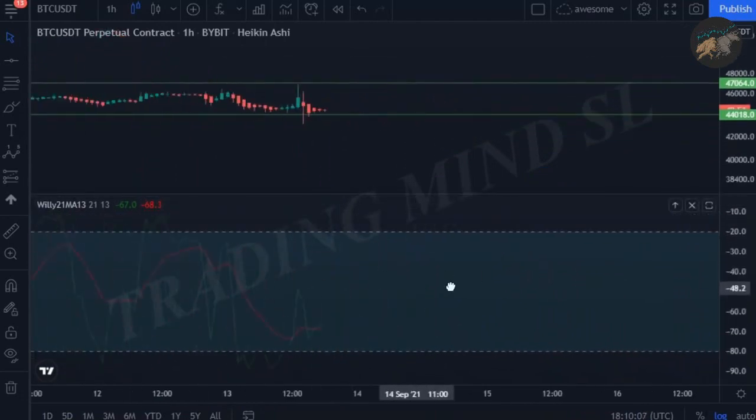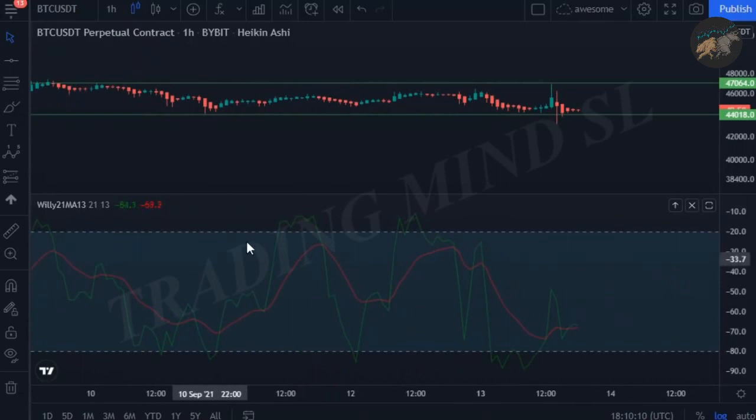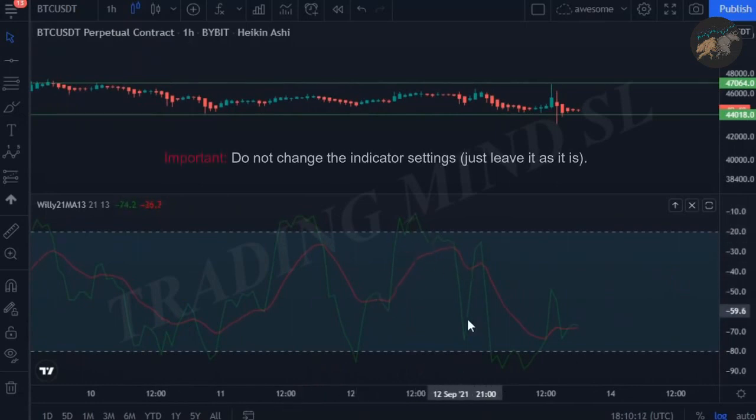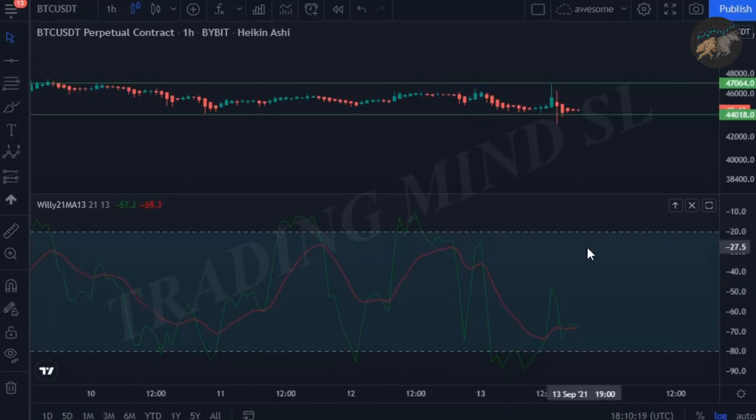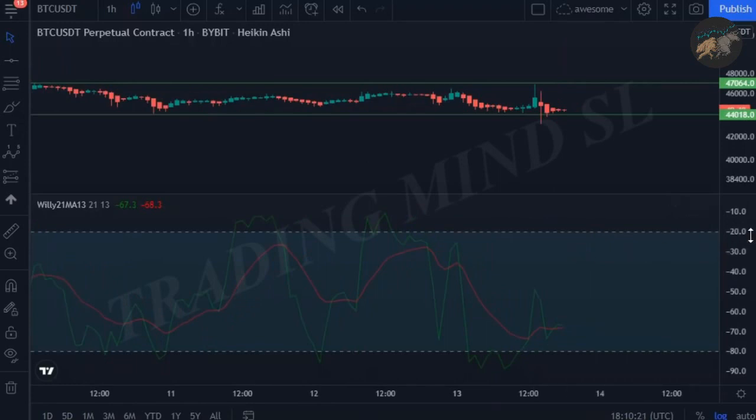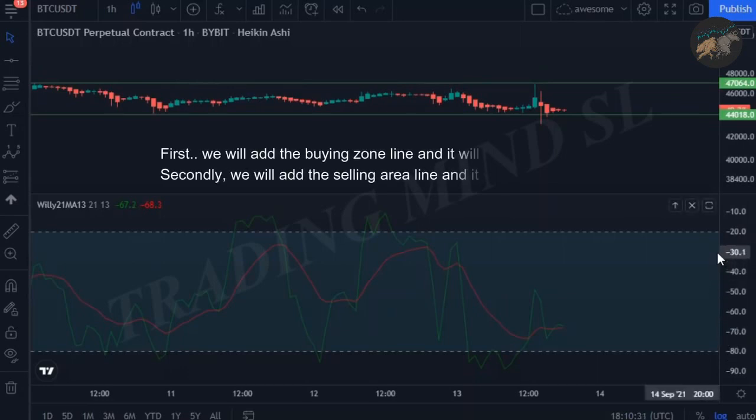We will divide it into 3 areas, where it is easy for us to know where to buy and where to sell. The area in which this indicator moves is located between -20 and -80, for this we will add 2 lines between these areas. First, we will add the buying zone line, and it will be at the point -65. Secondly, we will add the selling area line, and it will be at the point -35. Let's apply this.